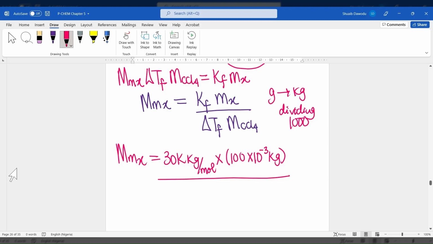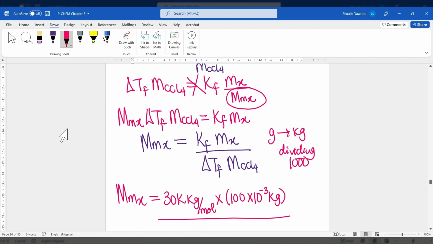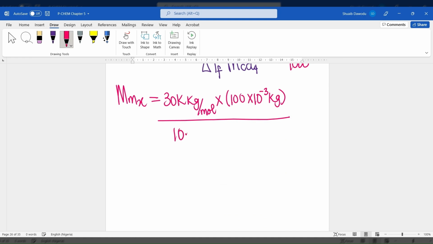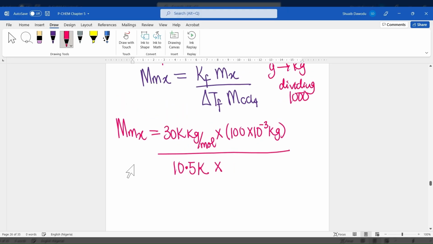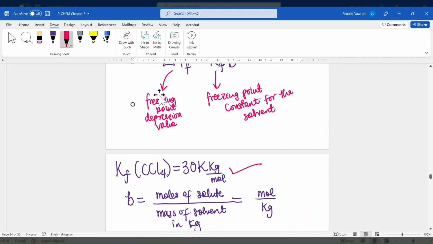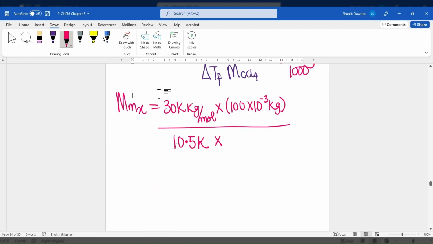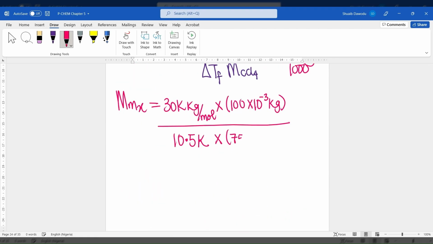So divided by ΔT_F. ΔT_F is simply 10.5 Kelvin. Multiply by m_CCl4, the mass of tetrachloromethane in kilograms. So 750 grams would just be 750 divided by 1,000, or multiplied by 10 raised to the power of negative 3 kilograms.